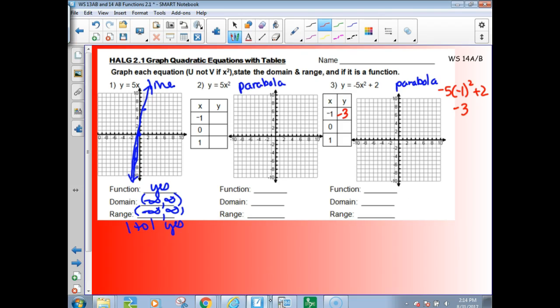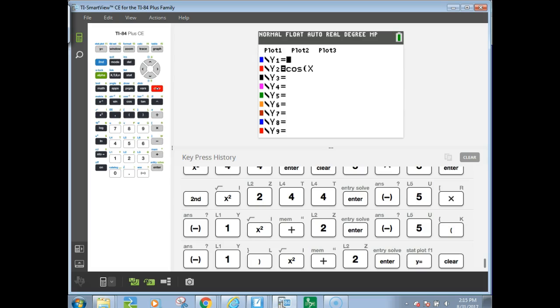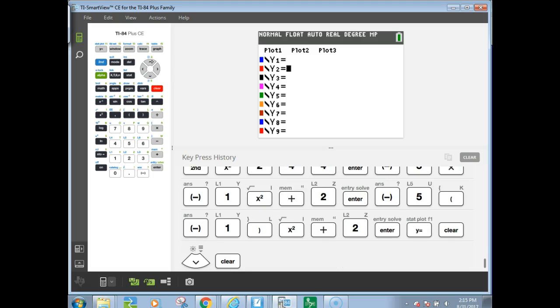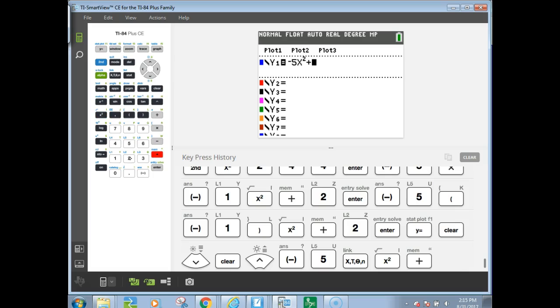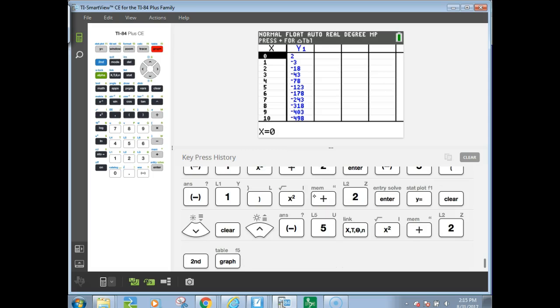I'm going to tell you what she's talking about. You might already know. If you go to y equals and put in the equation, negative 5, it was x squared plus 2. And then she's saying you can go to the table, second table, and you can see the values. You can scroll it too. So here it is: negative 1, negative 3, 0, 2, 1, negative 3.